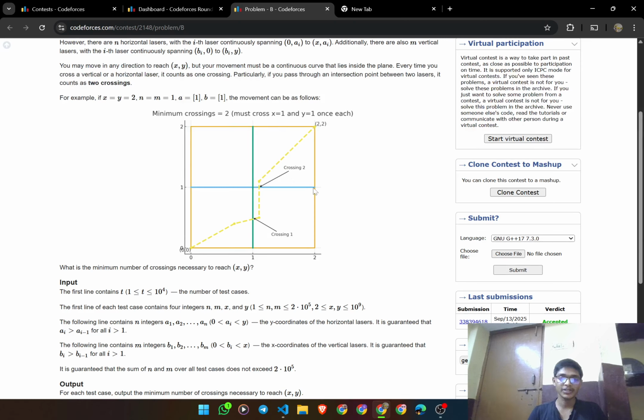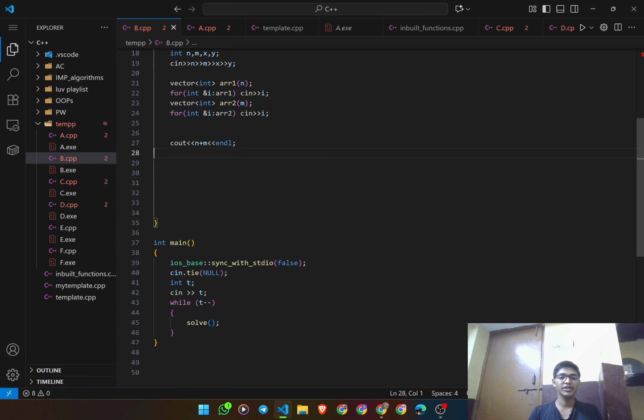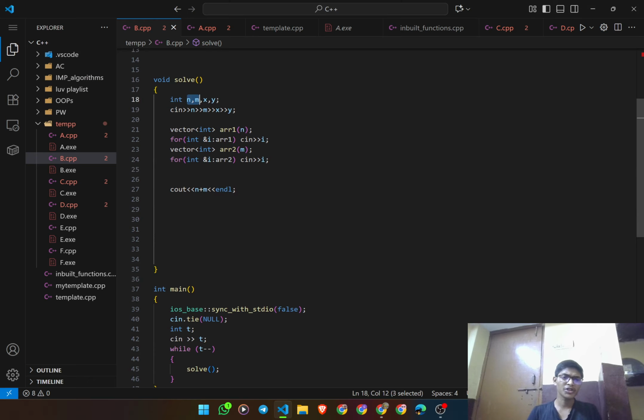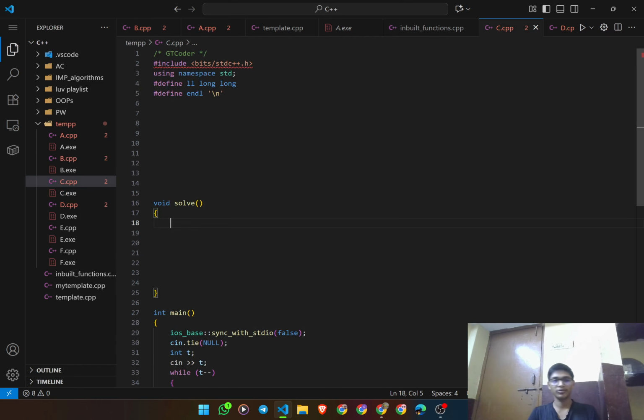Means if this laser is going up to this point, he will have one other way of going to this point. So that's why we will have to cross all the horizontal lines and vertical lines. So we just need to add the horizontal lines and vertical lines: we are taking the input here and adding the horizontal and vertical lines here, and this will be accepted. So let's move on to the third question.